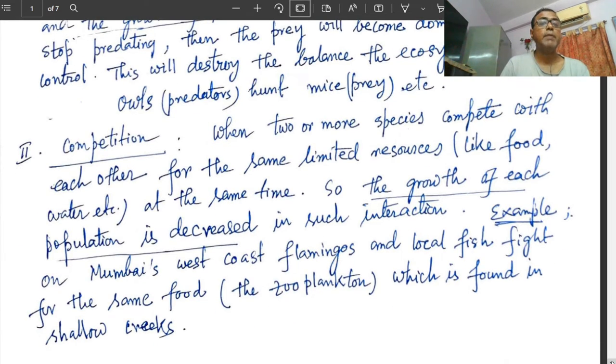Next, second type, competition. When two or more species compete with each other for the same limited resources like food or water at the same time, the growth of each population is decreased in such interaction. Example: on Mumbai's west coast, flamingos and local fish fight for the same food, the zooplankton, which is found in shallow creeks. So these types of species are in competition with each other.